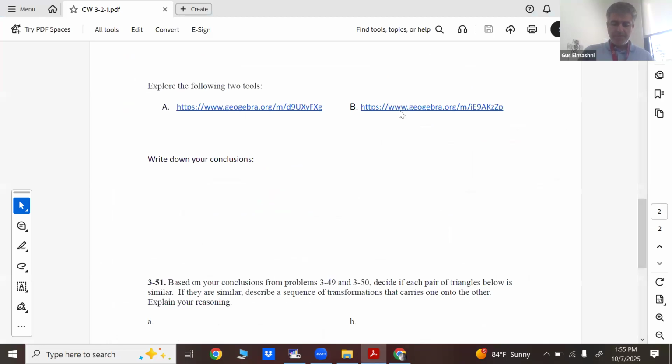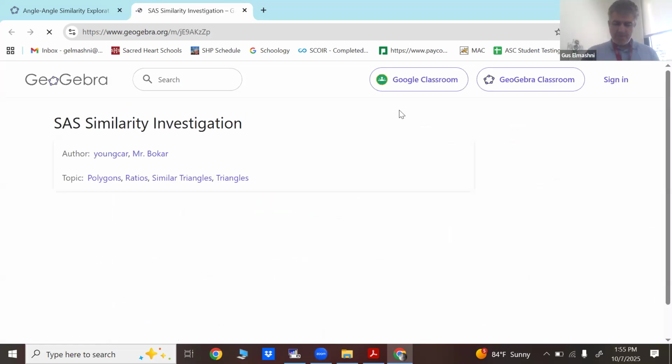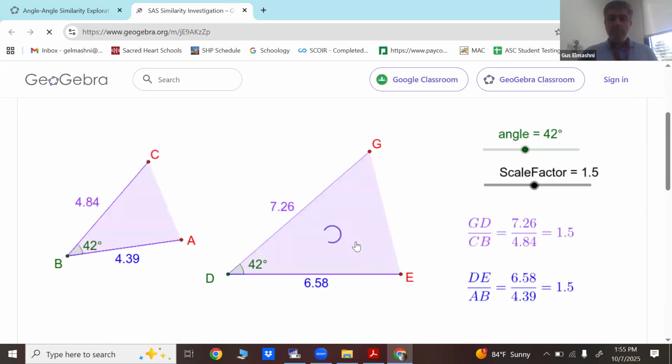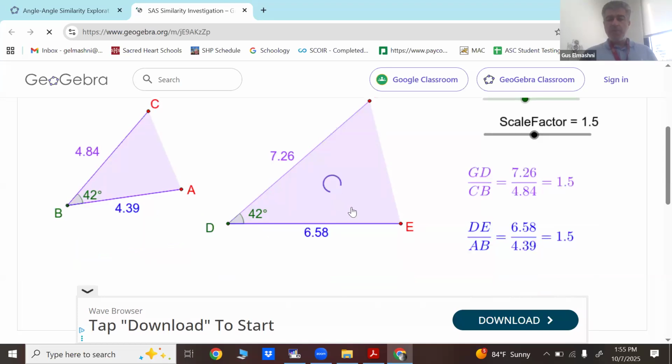Here, I'm guessing it's going to be with all sides. This is side angle side. Notice that you're given a side, an angle, and a side. So 4.84, 42, 4.39, 7.26, 42, 6.58. Notice the ratio between 7.26 and 4.84 is 1.5. Notice the ratio between 6.58 and 4.39 is also 1.5. And notice the angles in between them are the same.